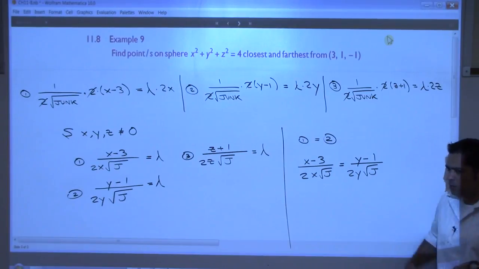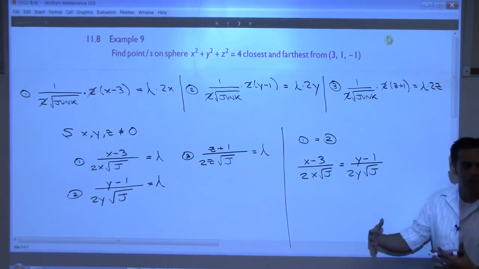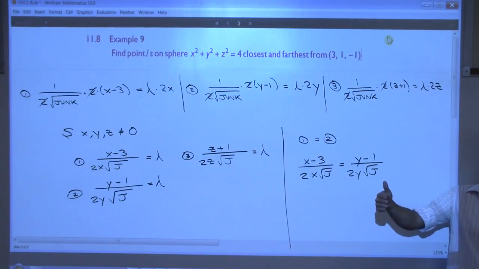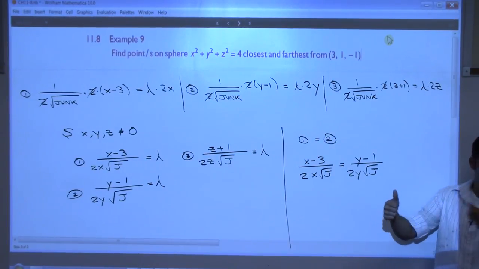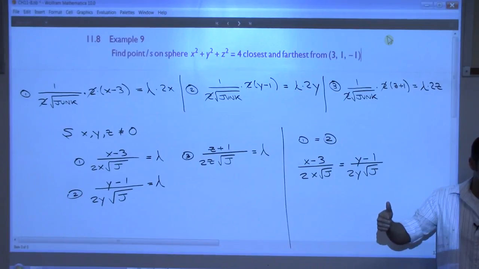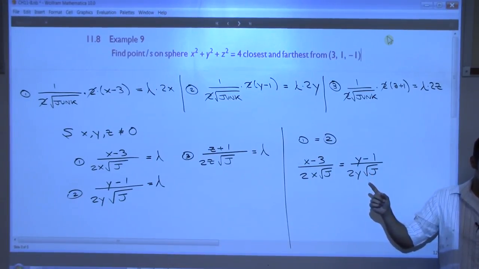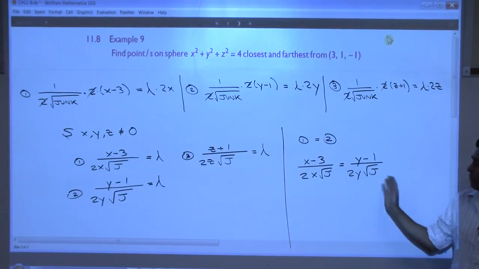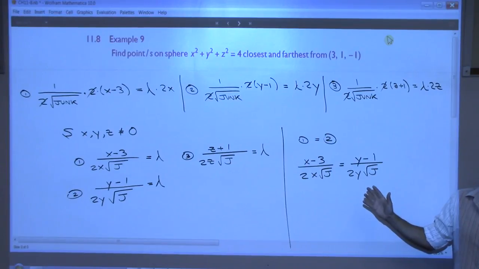What does the root of the junk represent? Go back to where it came from. It's the distance between x, y, z and that point, right? Can that distance ever be 0? Not if we're on the sphere, right? Unless that point lives on the sphere. But I don't think it does. So we're safe to multiply both sides by root junk here. And we can multiply by 2, couldn't we?